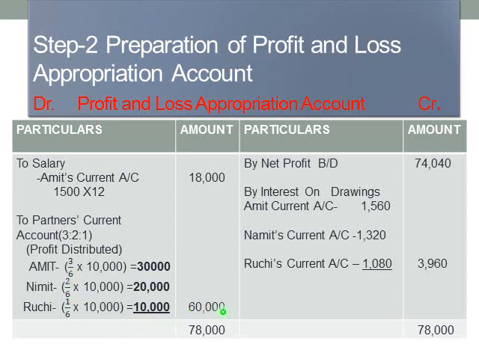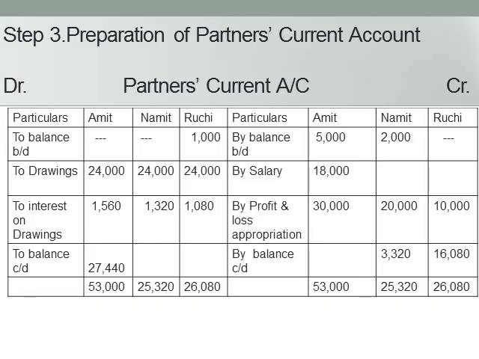So we'll be dividing 60,000 in the ratio of their profits. That will be 3:2:1. So finally, Amit will get 30,000 as his share of divisible profit. Nimit will get 20,000 and Ruchi will get 10,000. Now this is the final step. Step 3, preparation of partners' current account.